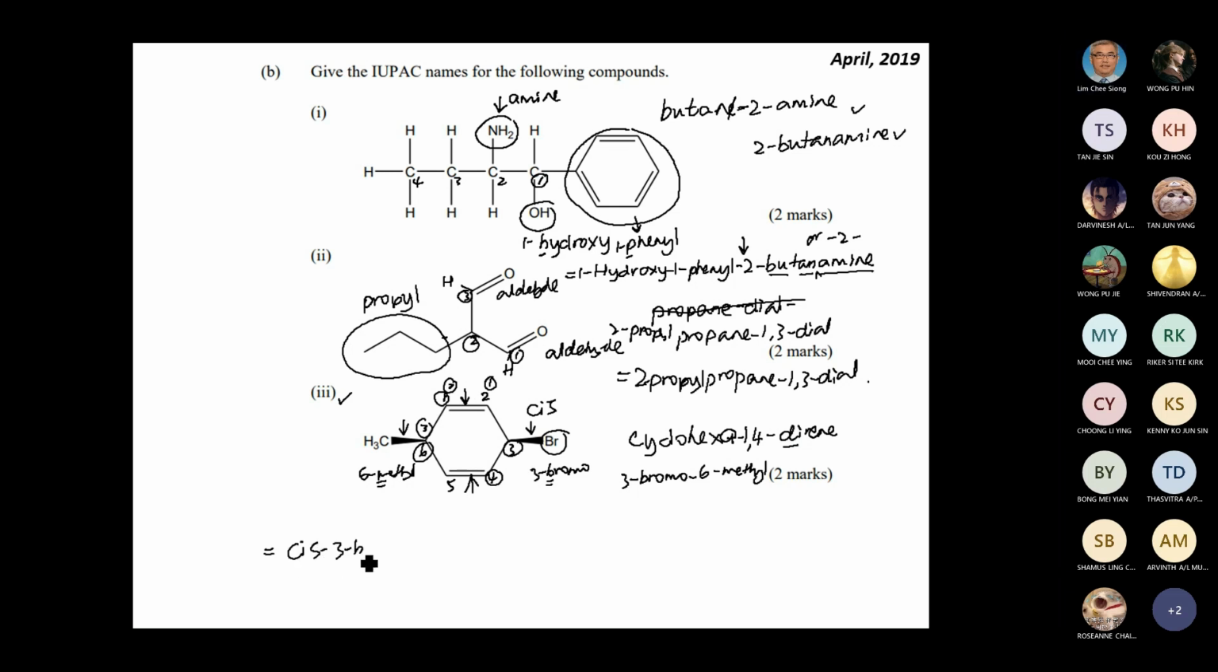Cis 3-bromo, 6-methyl, cyclohexa-1,4-diene. So this is the name for the chemical structure. Be careful with the hyphen, which is used between the alphabetical and numerical parts. You must know how to put it correctly, followed by the A, which must be attached because of diene.